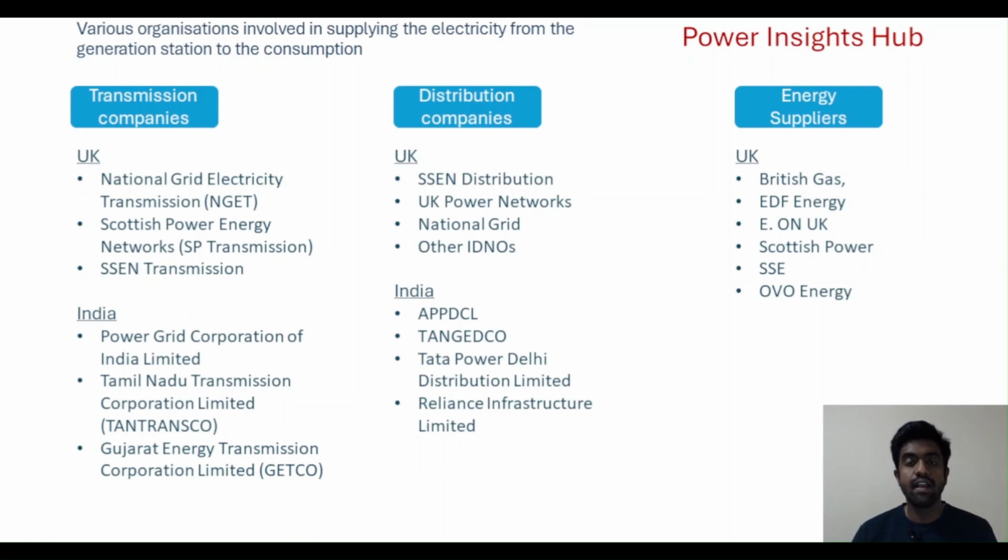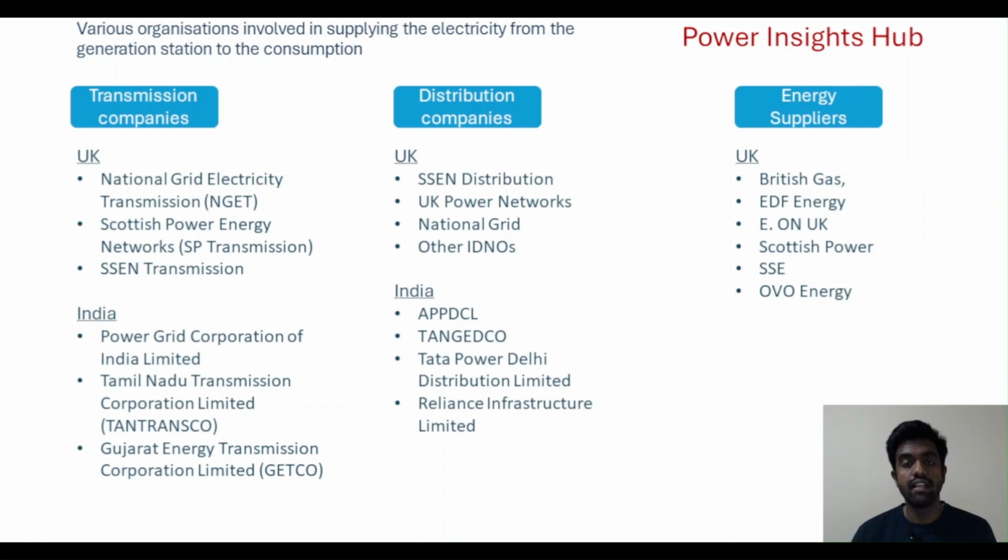Okay, now the power is generated, and the generated power is pumped into the transmission system, and we have various transmission companies both in India and the UK. Now let's see what the companies are. In the UK, there are three major companies: National Grid, Scottish Power Transmission, and SSEN Transmission.